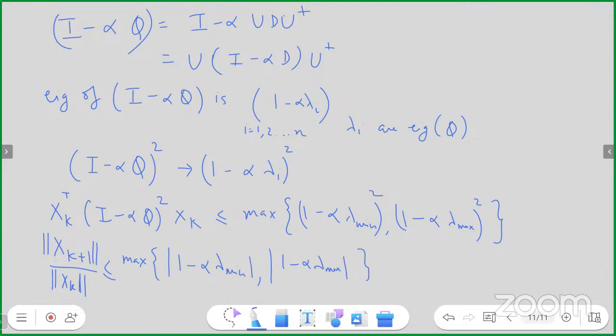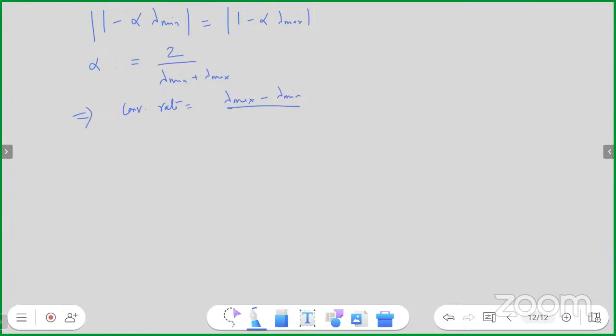Now, what alpha should you choose? That's the question. You would like this quantity to be as small as possible, right? So essentially, you will pick alpha such that you equalize them. You don't want any of them to be dominating. So, what is the choice of alpha which will equalize them? You don't want one of the two to dominate. So, you'll pick an alpha such that both of them are equal, because the one which is larger will kill your convergence rate. You want this quantity to be as small as possible.